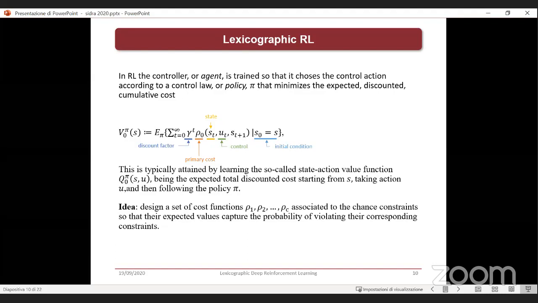The state action value function is nothing more than an approximation of the expected total discounted cost, starting from a given state and action, and then following the current policy. So the idea behind lexicographic reinforcement learning is, as I said, to design some more cost functions, some additional cost functions associated to the various chance constraints that our system is subject to. And then we will learn the value function Q associated to each of the various costs.